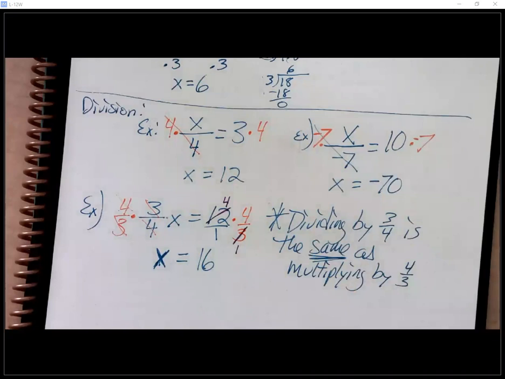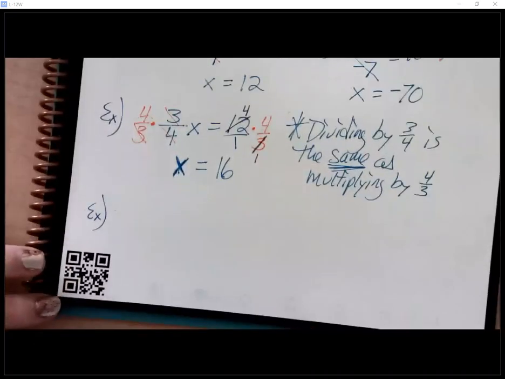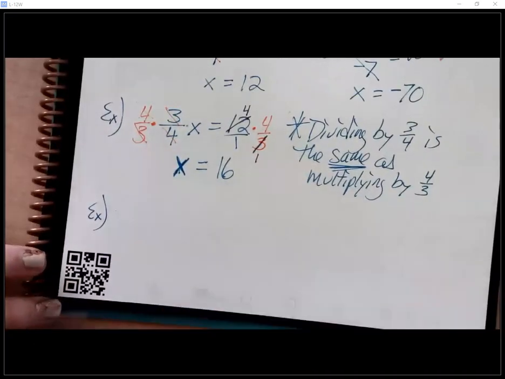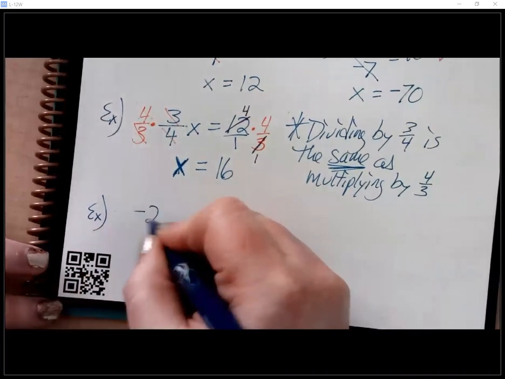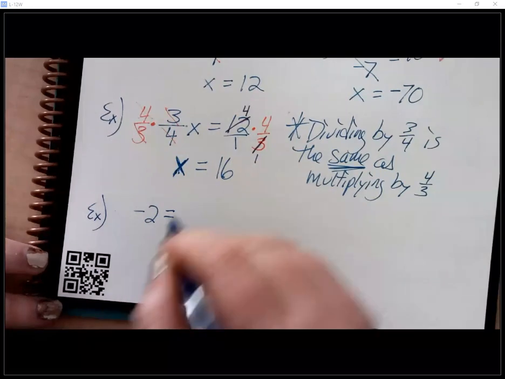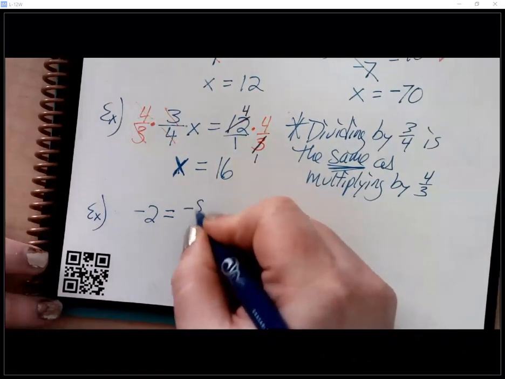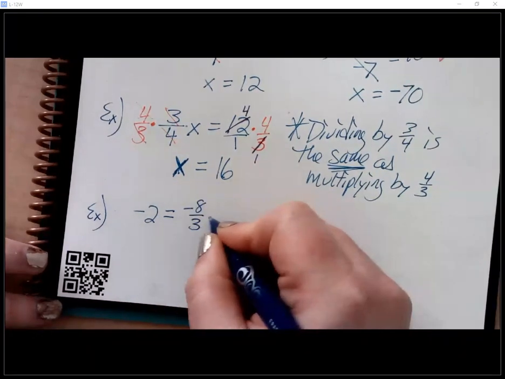So that's the trick with these fraction ones. You're actually going to multiply by the reciprocal, the fraction flipped over. So let's try another example. Say we wanted to do, let's do something like this. -2 equals -8/3 times x.